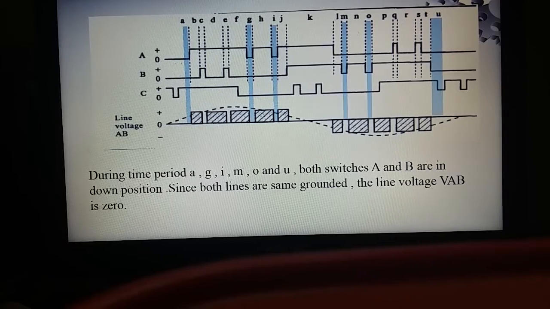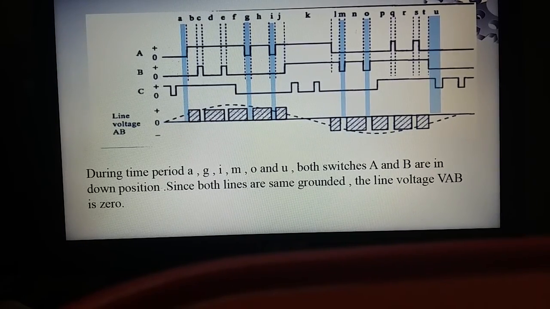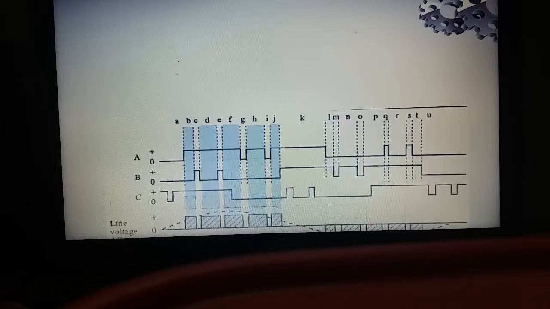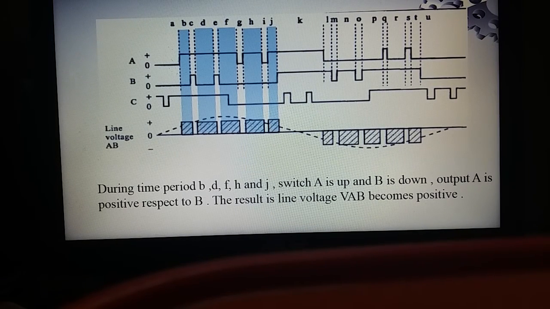So during time periods A, G, I, M, O, and U, labeled by the blue shaded color, both switches A and B are in the down position. Since both lines are equally grounded, the line voltage VAB is 0. Then during time periods B, D, F, H, and Z, switch A is up and B is down. Output A is positive with respect to B now. Thus, the line voltage VAB becomes positive.